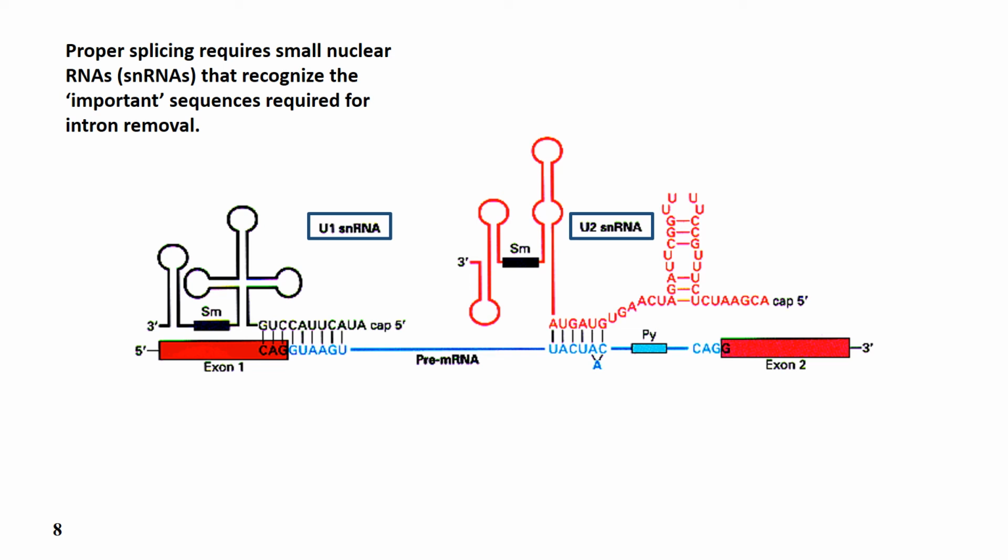These small nuclear RNAs are associated with proteins. The combination of an snRNA and its associated proteins creates what we call an snRNP, or a small nuclear ribonucleoprotein particle. We have U1 snRNP and U2 snRNP, and that's a mouthful. So rather than saying U1 snRNP, we say U1 snurp and U2 snurp.